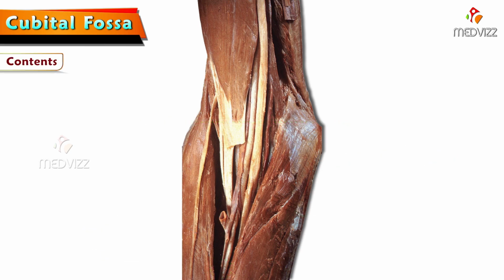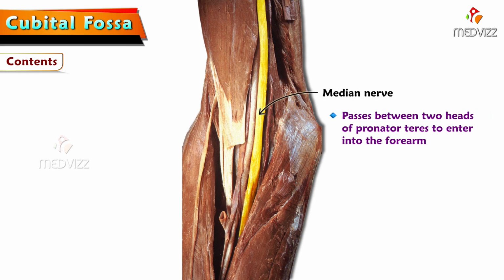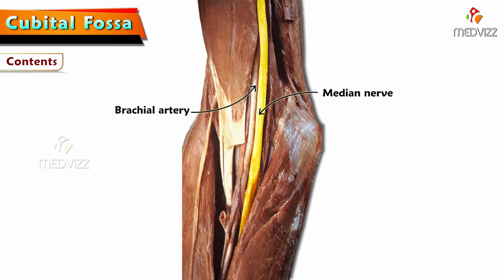Let's see the contents. Medial to lateral, the medial most content, what we can appreciate here is the median nerve. So median nerve passes between the two heads of pronator teres to enter into the forearm. And we can also see the brachial artery lies medial to the median nerve. So brachial artery is along with its veins which are called as venae comitantes. These two are venae comitantes.